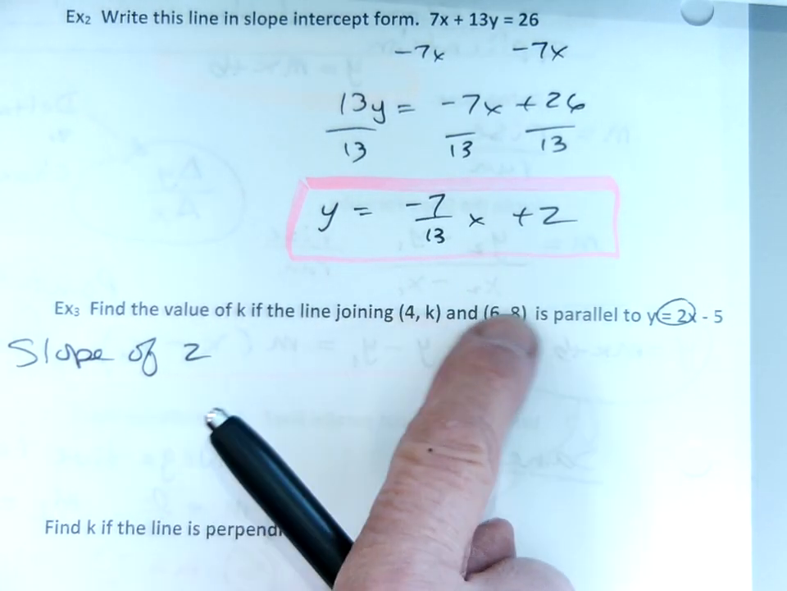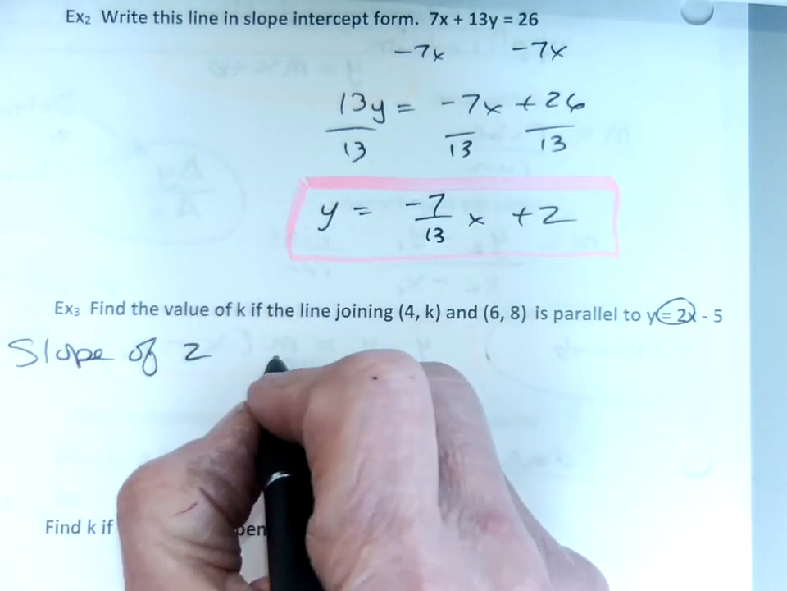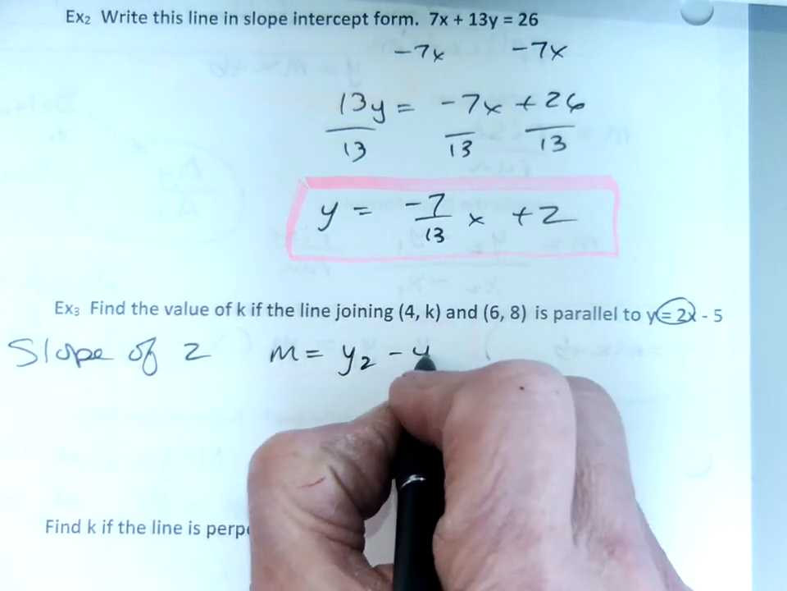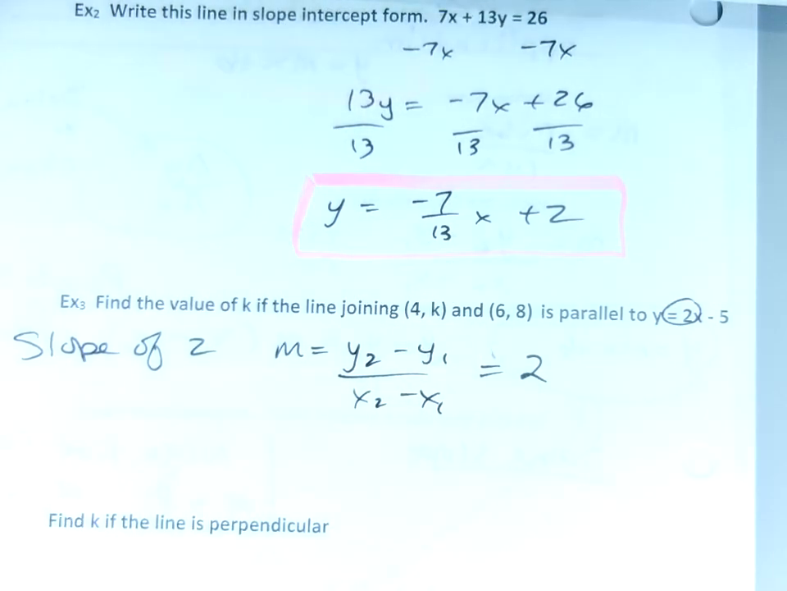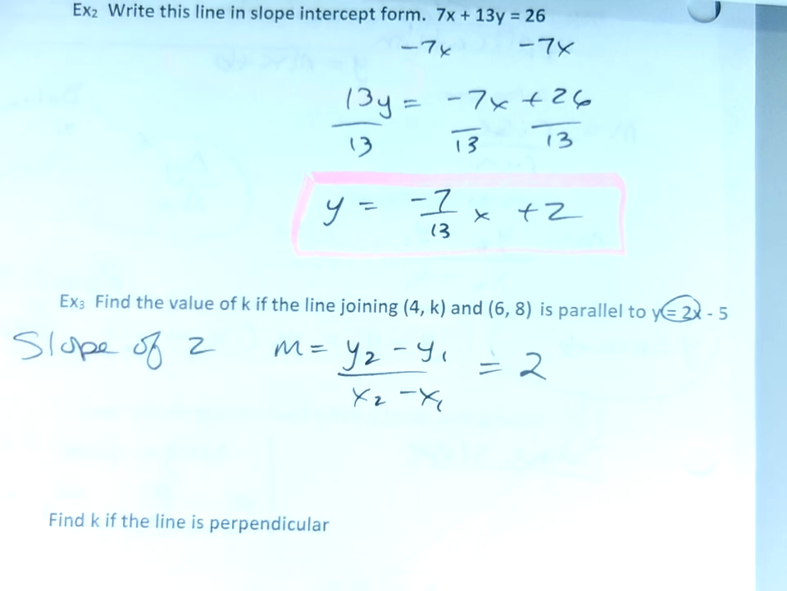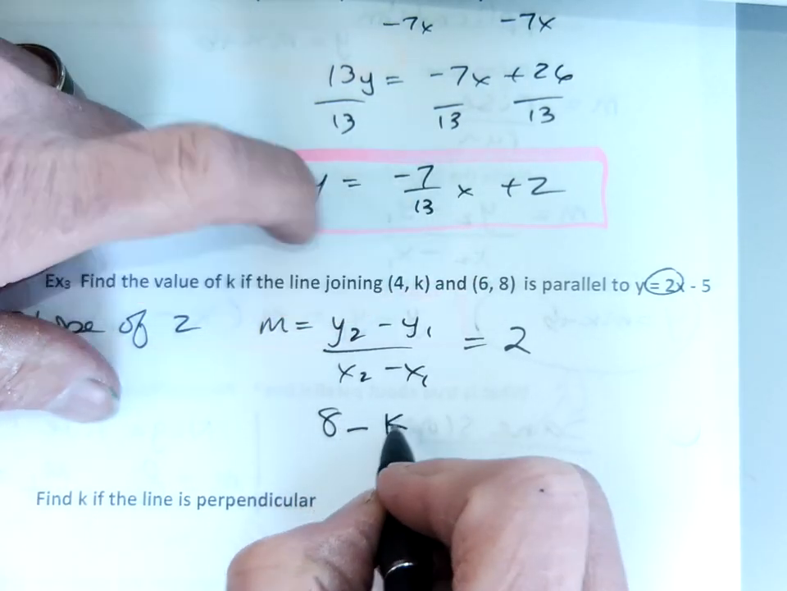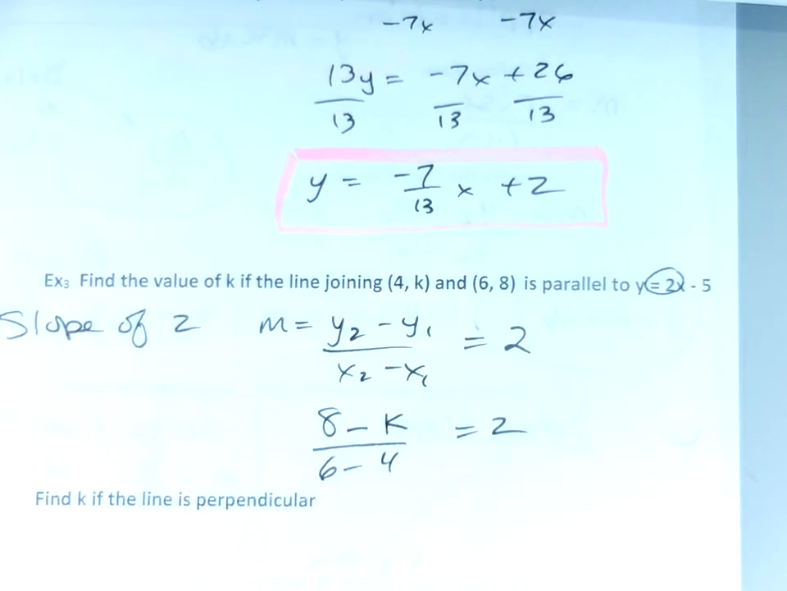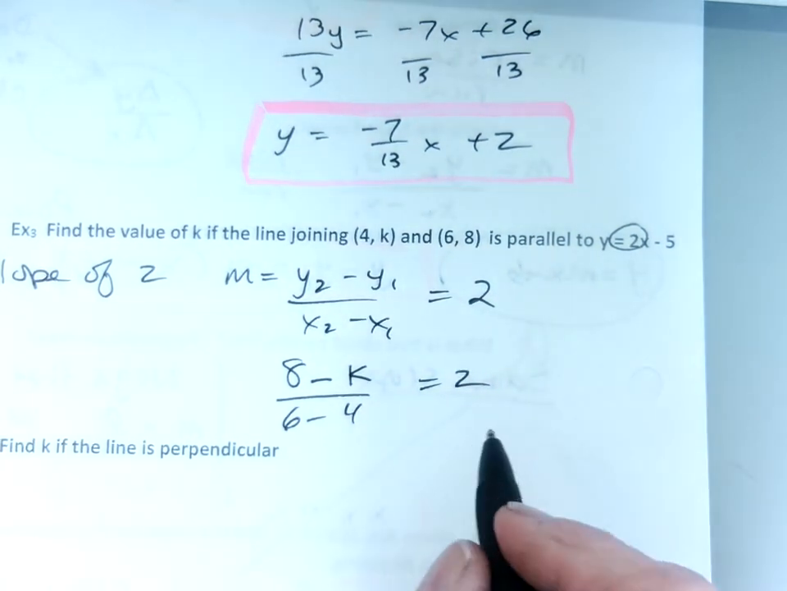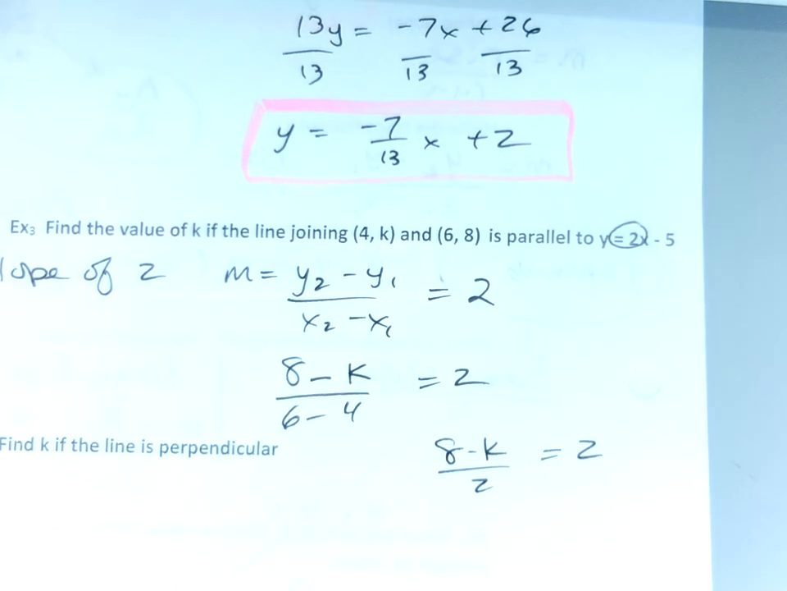So then, if I set up the slope between these 2 points, it's got to equal 2. So I'm going to use my slope formula: y2 minus y1 over x2 minus x1. And it better equal 2 because they're parallel, right? So let's put the points in and find the value of k. How about 8 minus k over 6 minus 4 equals 2, which is 8 minus k over 2 equals 2, right?